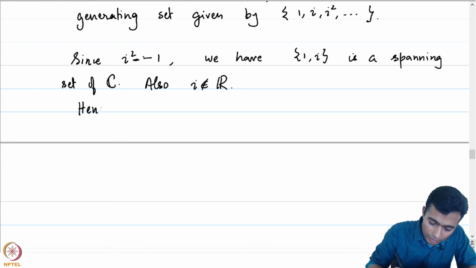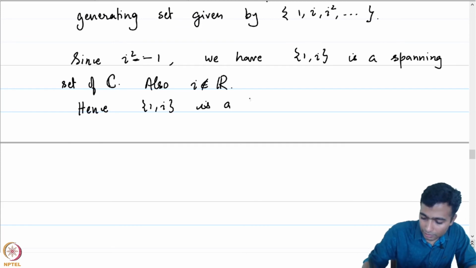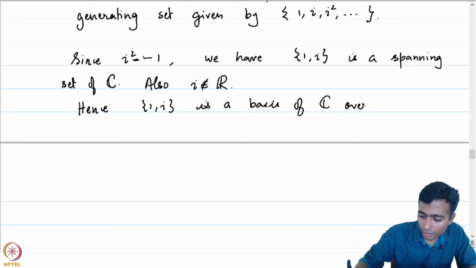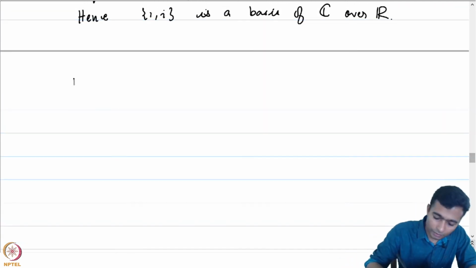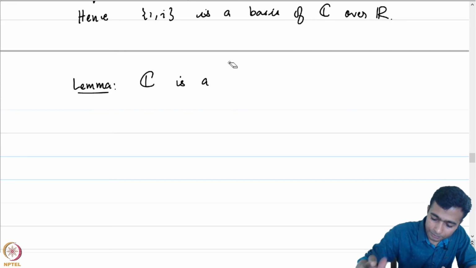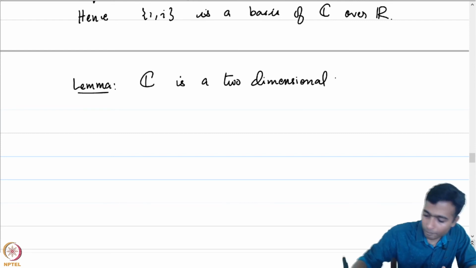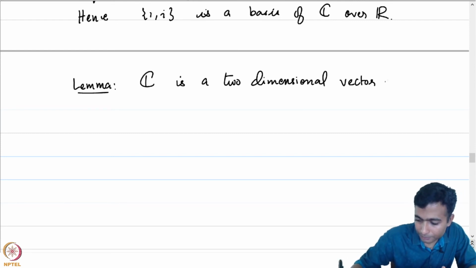So hence 1 comma I is a basis of C over R. So we have just established as a lemma, let me write it down. C is a two-dimensional vector space over R.